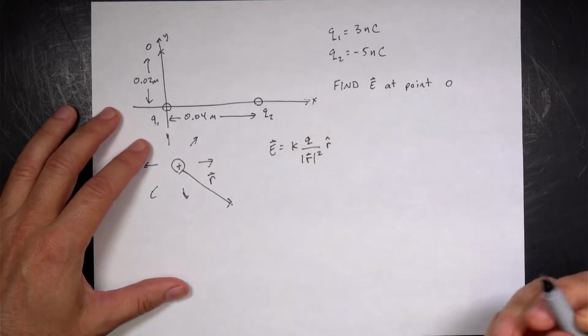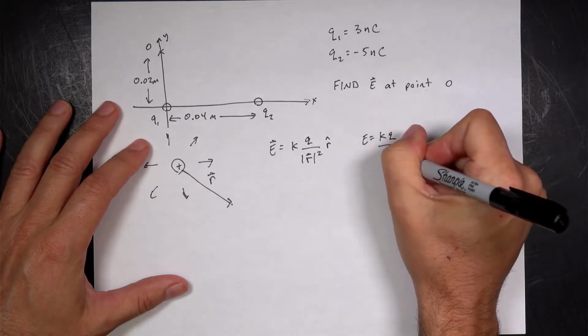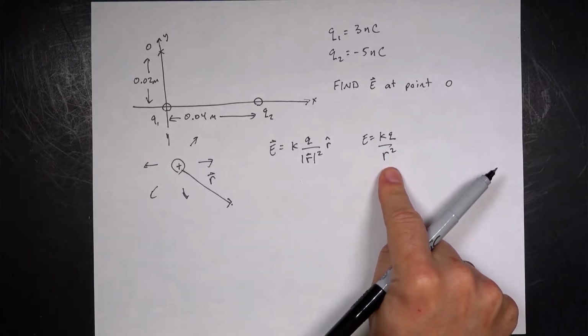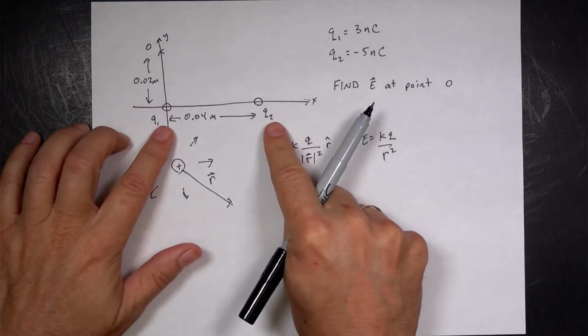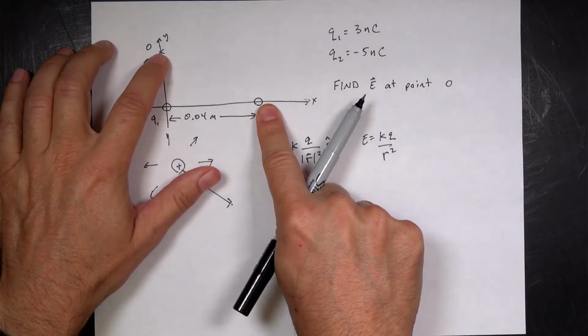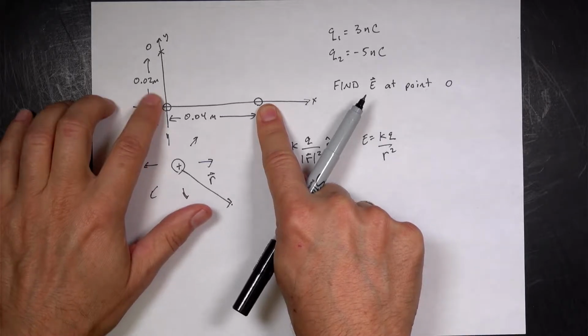Now that may look weird. A lot of times textbooks will write it as just E equals K Q over R squared. That is the scalar version, and that's fine if you only have one electric field. But the problem is that I have two electric fields, and I have to add them together at this point as vectors. So let's sketch what this electric field looks like.